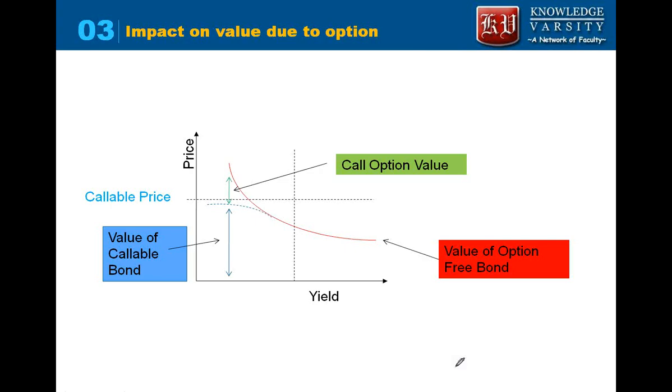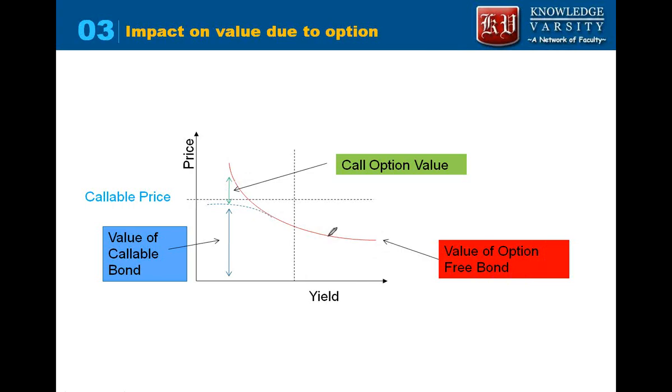Now we just saw that due to the call option embedded in the bond, there can be lesser interest rate risk. So let's see what this graph talks about. This red one is the value of an option free bond, which we saw is convex. As yield decreases, the price increases.